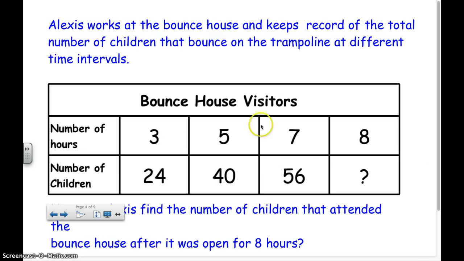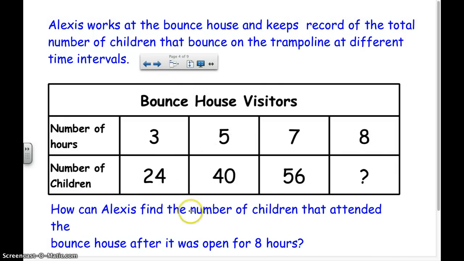Let's look at this one. Alexis worked at the bounce house and keeps record of the total number of children that bounce on the trampoline at different intervals. How can Alexis find the number of children that attended the bounce house after it was open for 8 hours? Well, this table is going to have a pattern. So I've got 3 hours, it's 24, 5 is 40, 7 is 56, so 8. I have to figure that out.